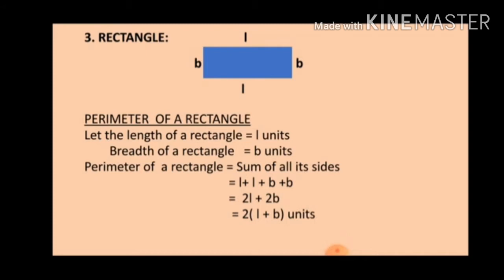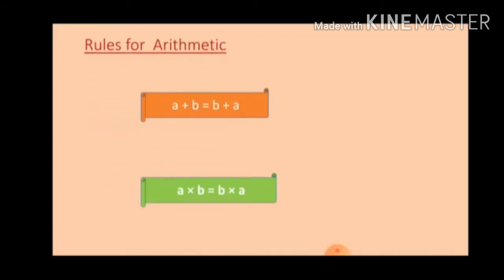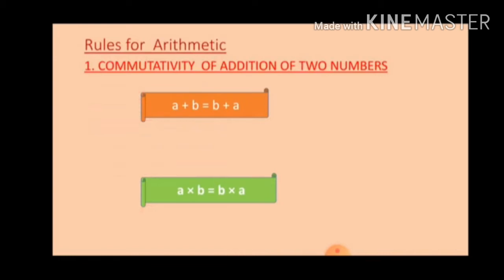Now let us come to the rules for arithmetic. Here we learned this property, commutativity of addition of two numbers.